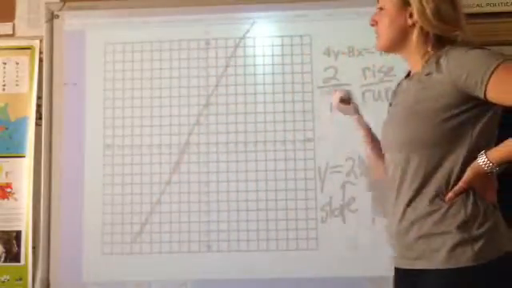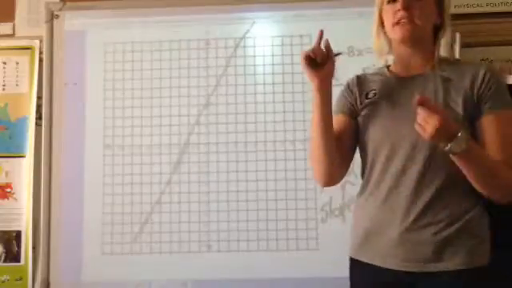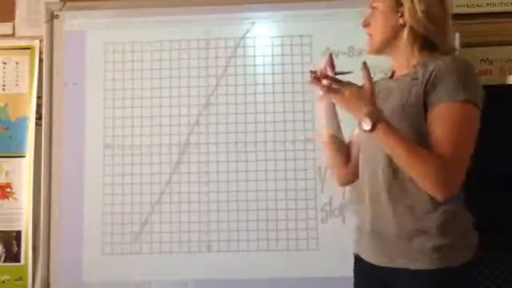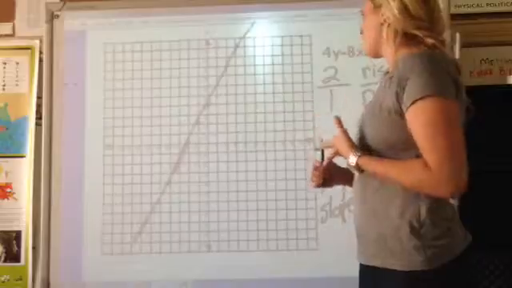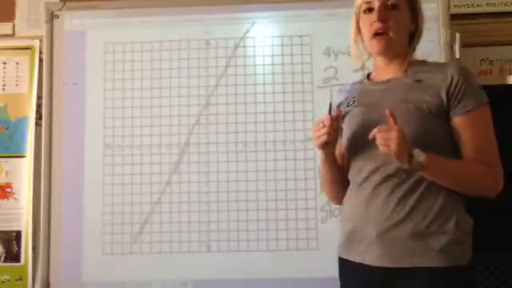So, when you're doing these equations, make sure that your equation is first in slope-intercept form, and then you can start graphing it. All right, guys, let's go ahead and practice.